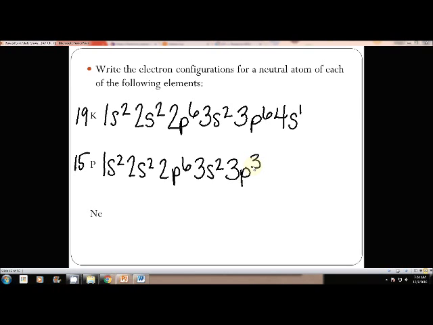Last one, neon, has 10. So starting with hydrogen, 1s2, go next to lithium, 2s2, and next is 2p, and we need a total of 10, so we're going to write down the full 6. Okay? Hopefully this is not something that's really out there, you can catch on really fast, because we've done it so much in Chem 1. Okay, so that's how we do our normal electron configuration.